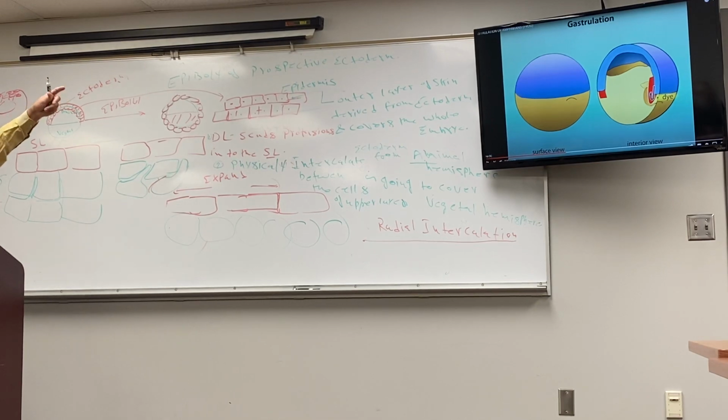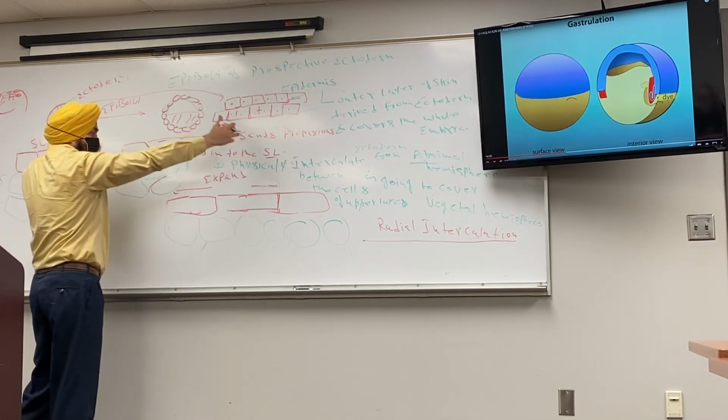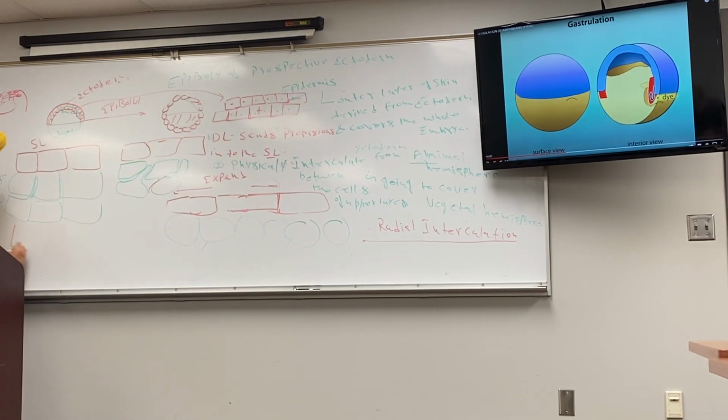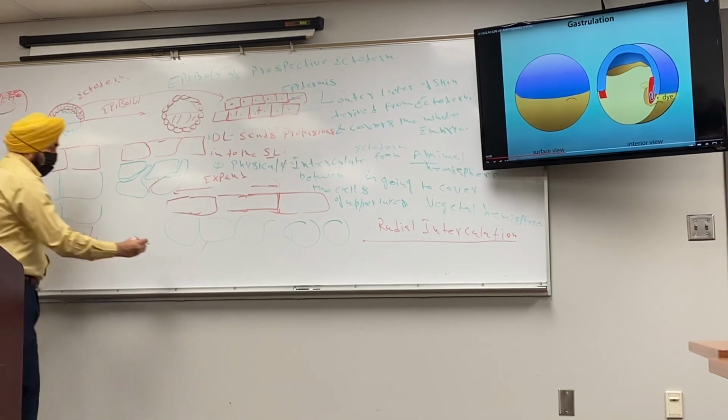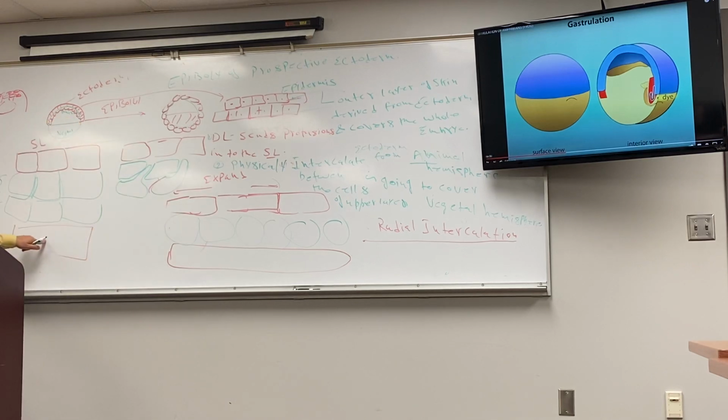Yes or no? I didn't get it. So the deep layer is moving up to expand. Yeah, the deep layer is moving in, and these are also expanding. So if this was covering only this much area, now these cells are covering this much area, the same number of cells. So in this way, they can cover the whole embryo by this process.